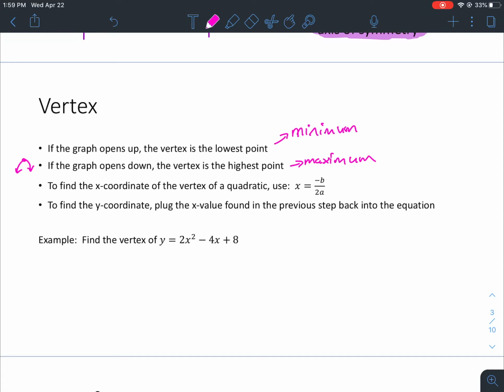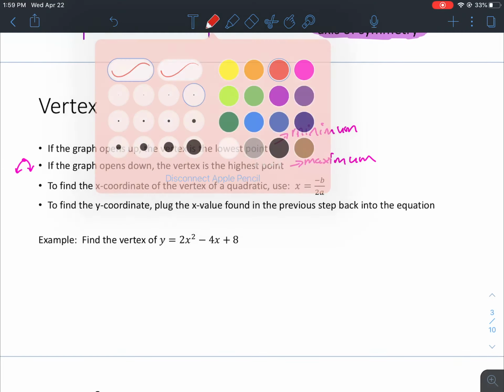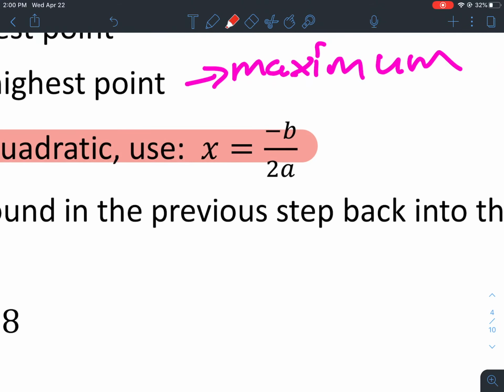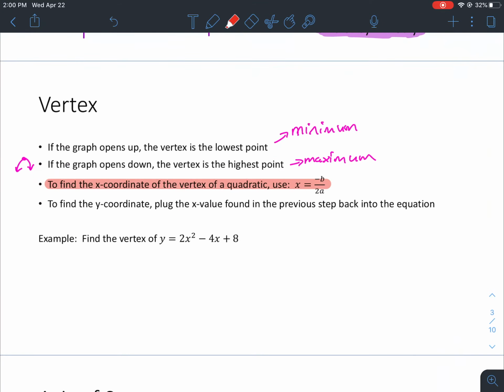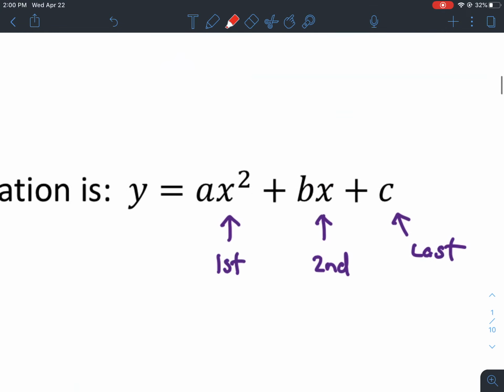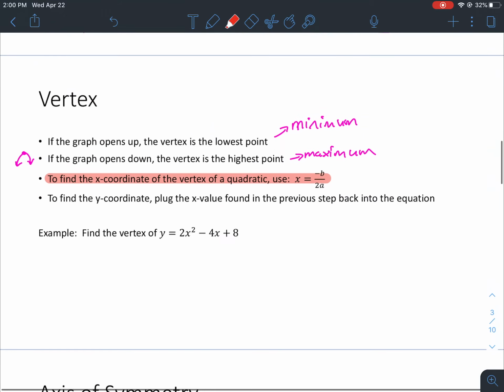So in order to find the x-coordinate of the vertex, okay, so we're looking right here now. To find the x-coordinate of the vertex, we use this equation. X, which is the value we're looking for, is equal to negative b over 2a. Now, where are b and a coming from? That equation that they give us that we're ultimately trying to graph. So we'll see that in a little bit.